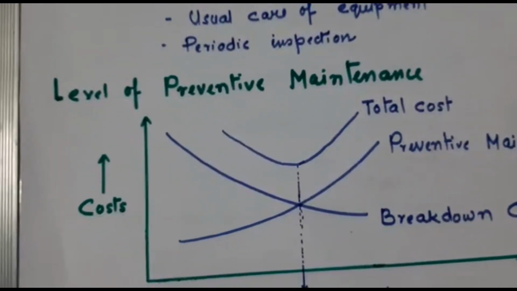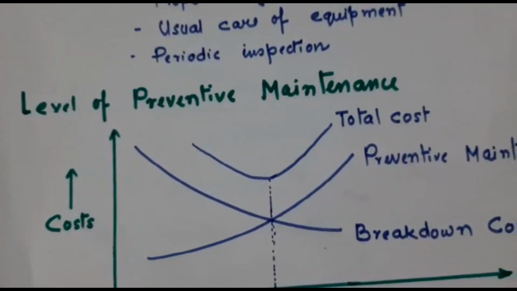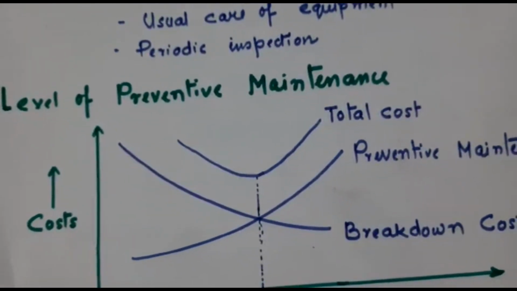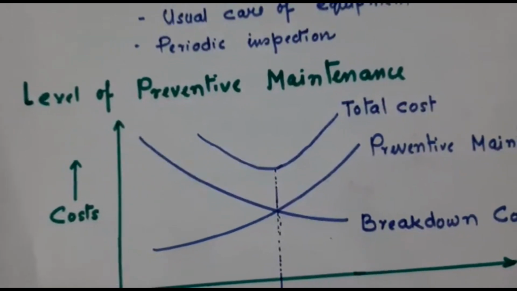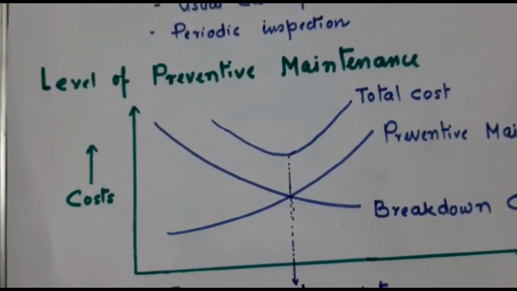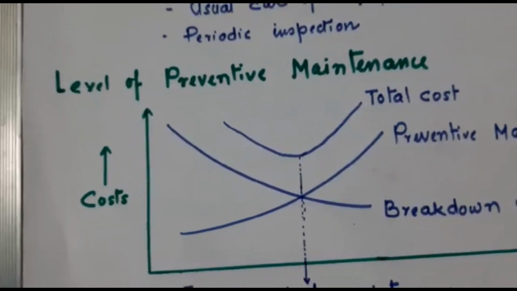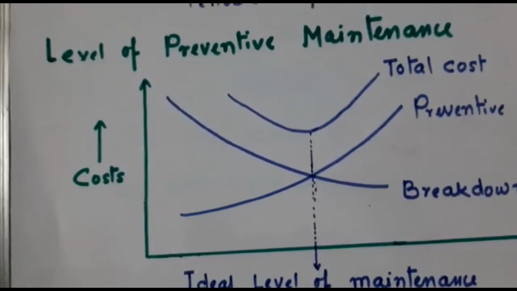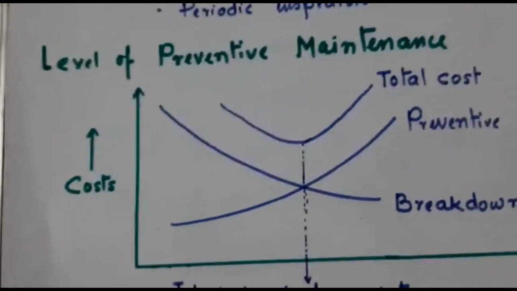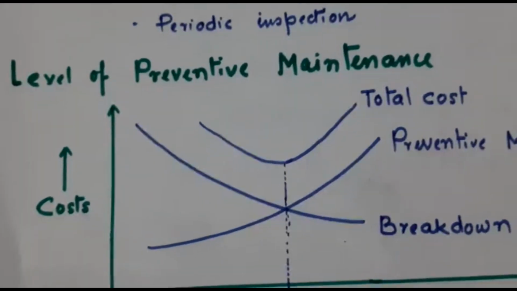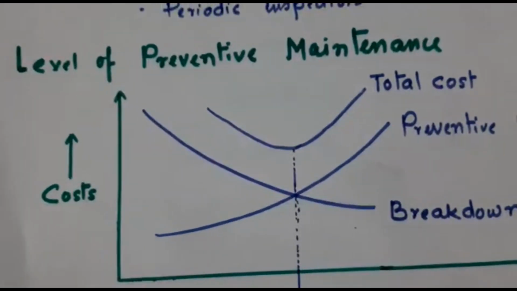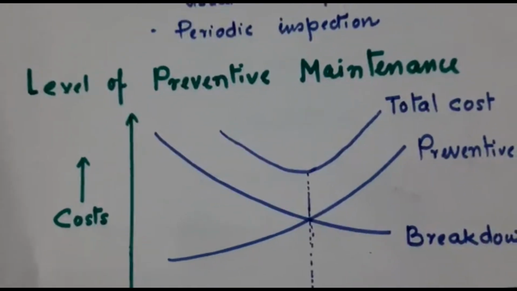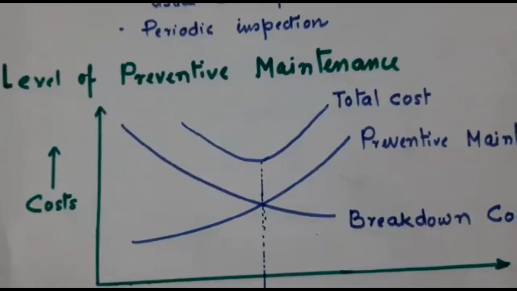If we take the resultant of these two curves, we get the total cost of maintenance. Just like the EOQ concept, in the total cost curve there is a minimum point at which the total cost is minimum, and that is the ideal level of preventive maintenance. So preventive maintenance is taken in order to prevent the machine from failing while in operation, and hence calling for breakdown maintenance.